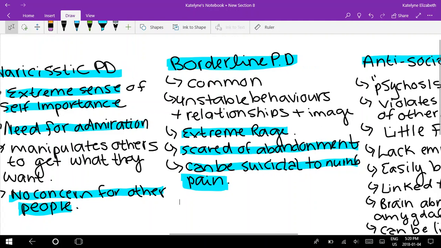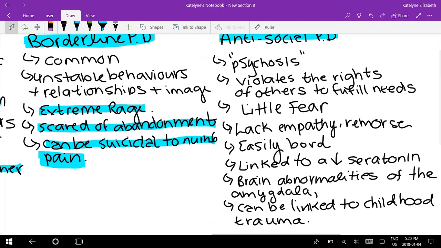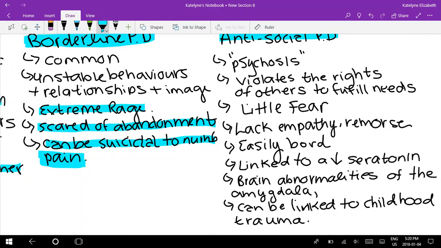And lastly, we will be talking about antisocial personality disorder. This can also be referred to as psychosis. These are the people that basically violate the rights of others in order to fulfill their needs. They also show little fear. They can also show a lack of empathy and remorse. They are also easily bored.